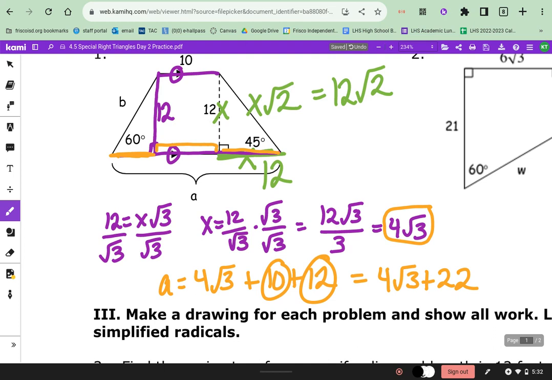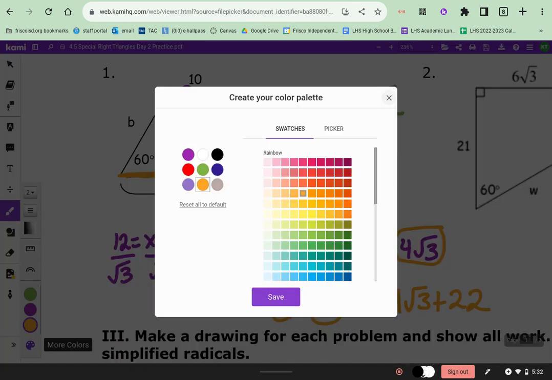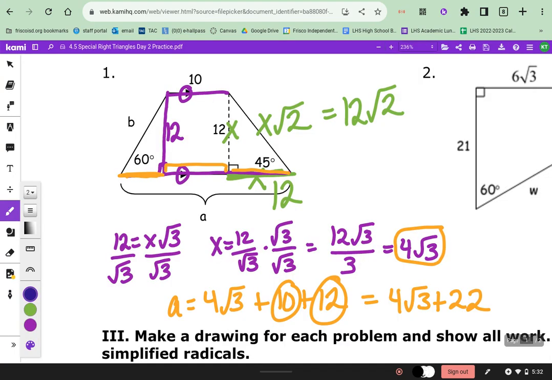To get b, I'm going to go back to that 30, 60, 90 triangle. Pick a different pen color here. So to solve for b, b is across from my 90-degree angle. I know that across from 90 is always 2x in 30, 60, 90. And if x is 4 square root of 3, that means that 2x is going to be 8 square root of 3. So b is 8 square root of 3.